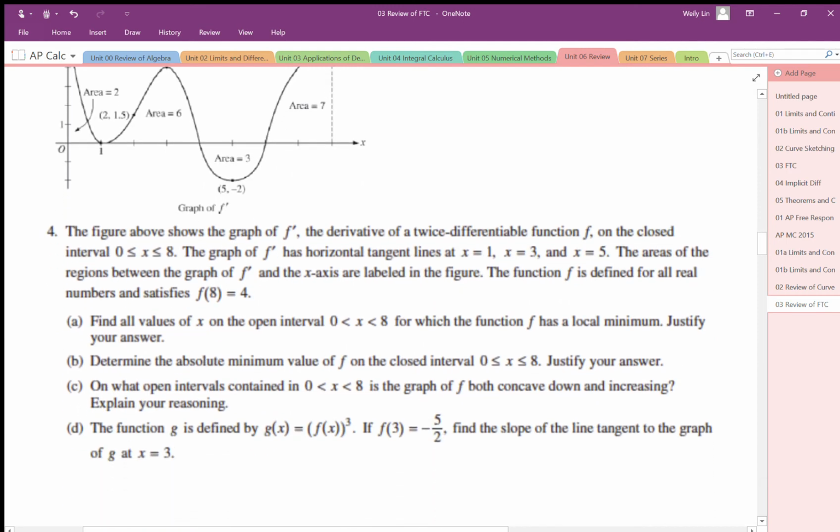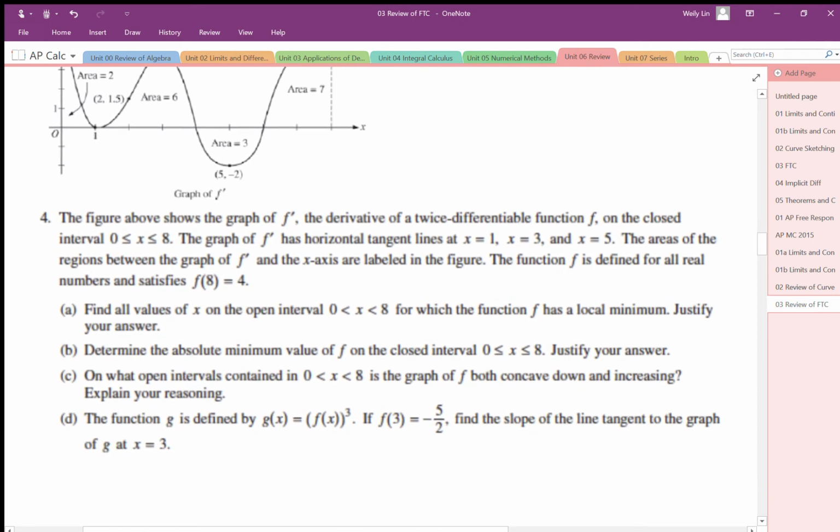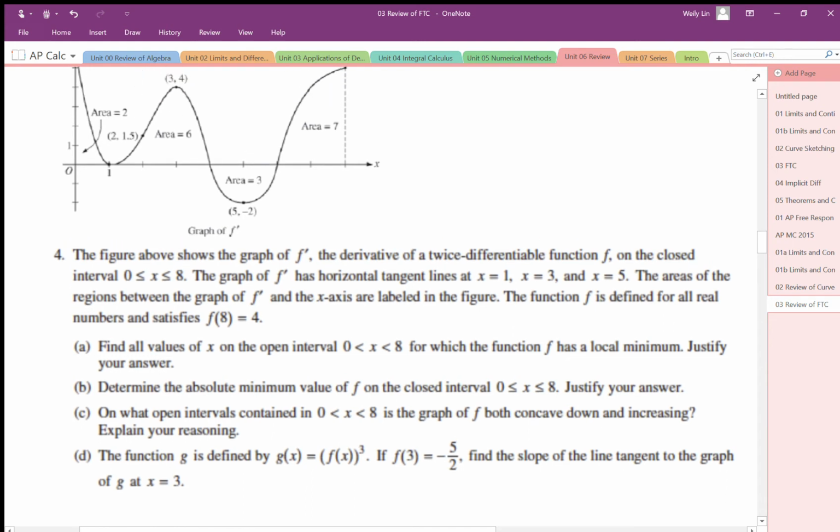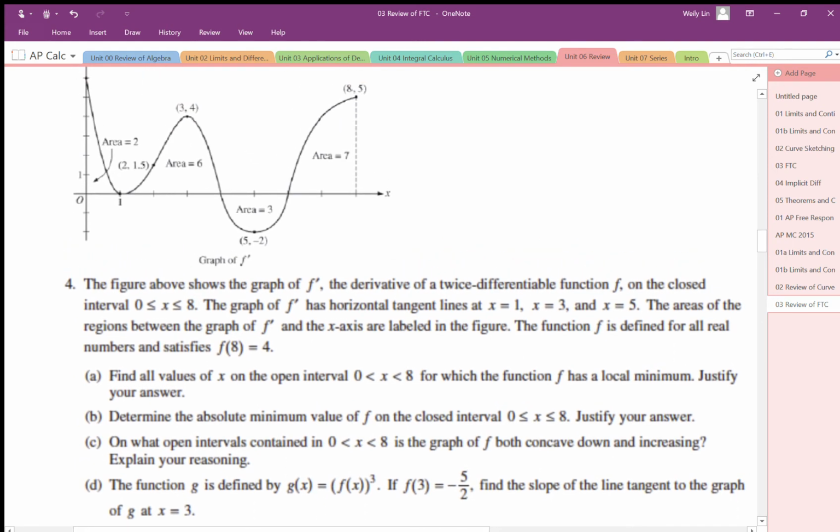So this is the graph of f prime. It's a twice differentiable function, so it's continuous, and its derivative is continuous as well. We can kind of tell that because it's smooth. And it's on a closed interval. It's got horizontal tangents at 1, 3, and 5. Okay, so 1, 3, and 5. I'm just going to draw those in. We know that the slope, the second derivative, is equal to 0.